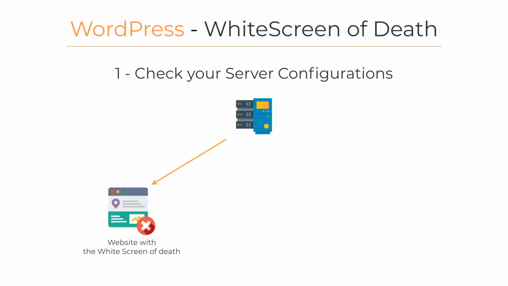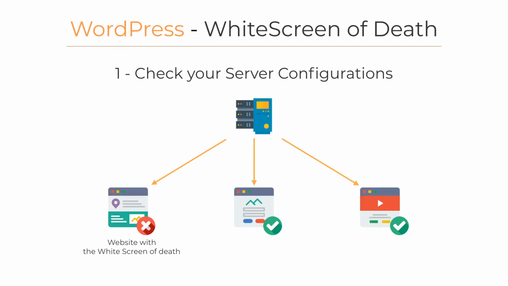Number one, if you have more WordPress websites installed in the same hosting server, then make sure that this problem is not happening in the other site as well. If you also have the white screen on the other websites, then it means that the problem is in the server. Get in contact with your hosting provider and let them know about this issue. Otherwise, if the rest of the websites are working properly, it means that the server is not involved in the problem.